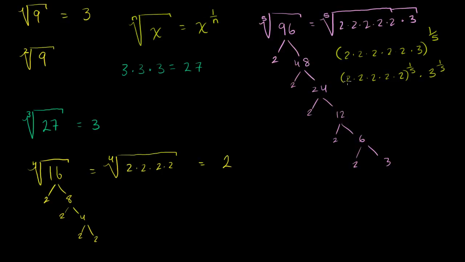Now, I have something that's multiplied. I have 2 multiplied by itself 5 times, and I'm taking that to the 1/5. Well, the 1/5 power of this, or the fifth root of this, is just going to be 2. So this is going to be 2 right here.